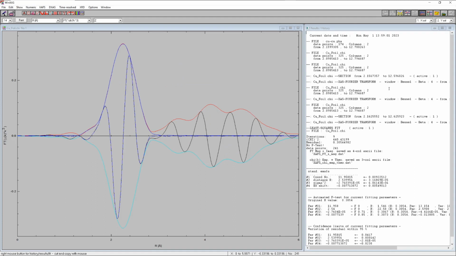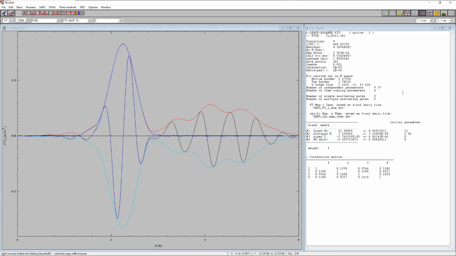The fit results are being saved in a separate window here, fit results, and there we see, for instance, the number of independent parameters, which is much higher than the 4 parameters that we use. So this is good. We see the ranges. We see the structural parameters, coordination number, distance, the de-Boer-Wöhler factor, and the zero shift with the corresponding values. And we see a correlation matrix.